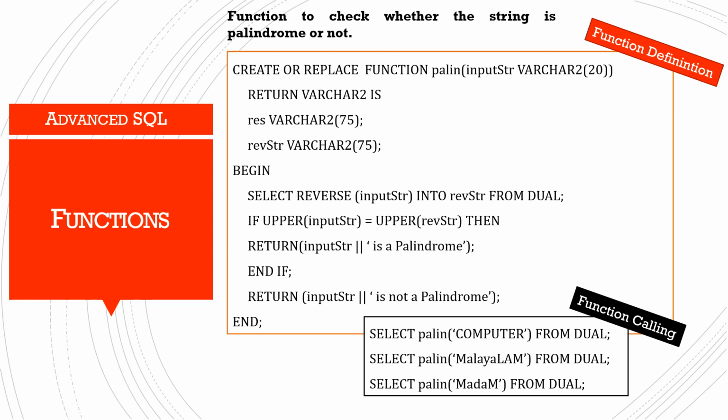We are giving that, and we are making use of this dual table, and we'll be getting the output as it is not a palindrome, right? Select Palin of Malayalam from dual. Look at that word, it consists of some case mixes, right? It is a mix of cases. So it returns "Input string is palindrome." Similarly the third case also, it is a palindrome string.